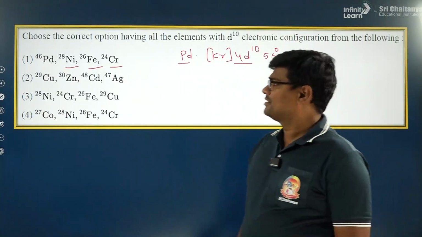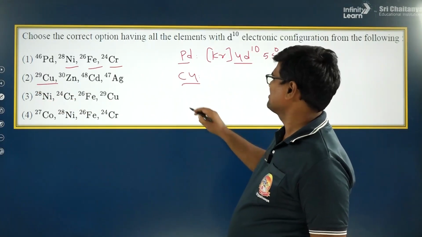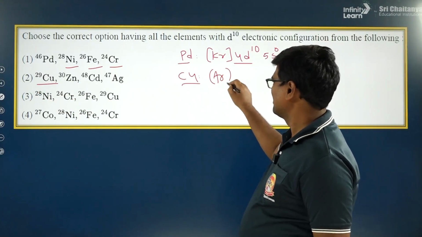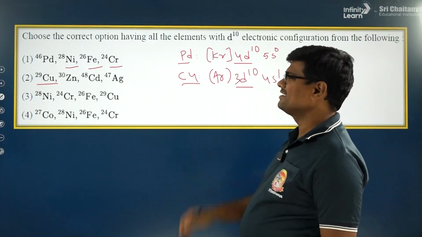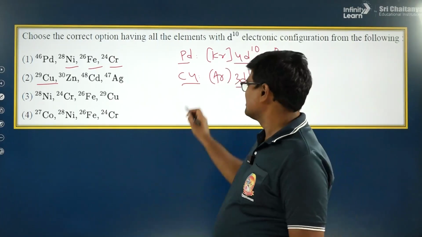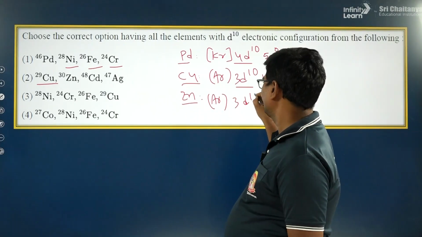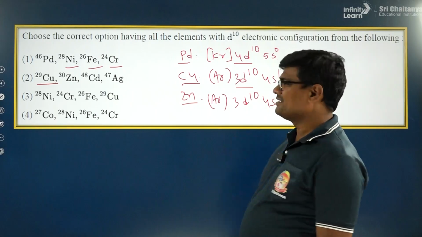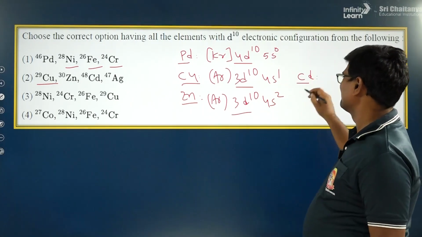Let's go for the second option. In the second option, we have copper. Yes, copper has an exceptional configuration. What is that? Argon 3d10 4s1. Yes, it has d10 configuration. Zinc has argon 3d10 4s2, so it is having d10 configuration. And then cadmium also has d10 configuration.